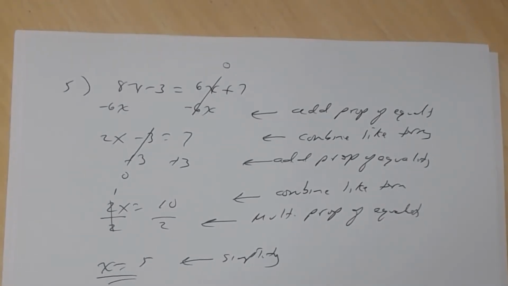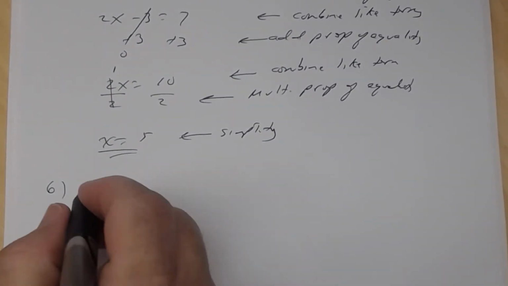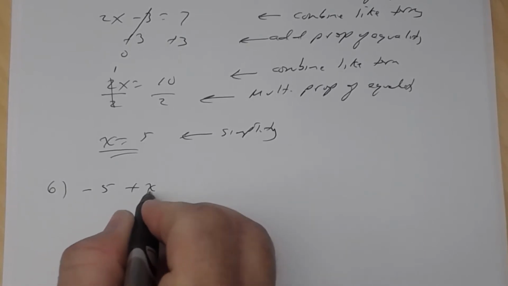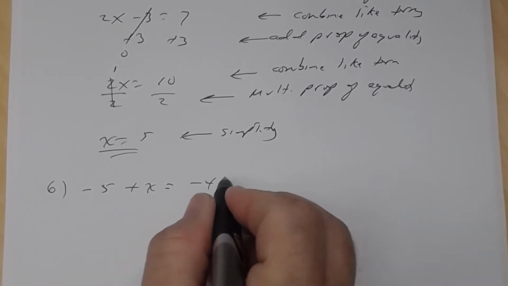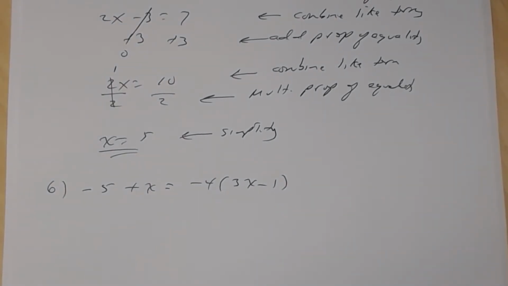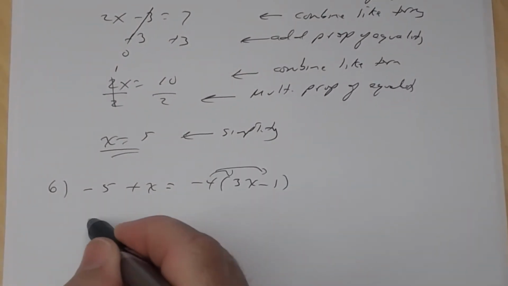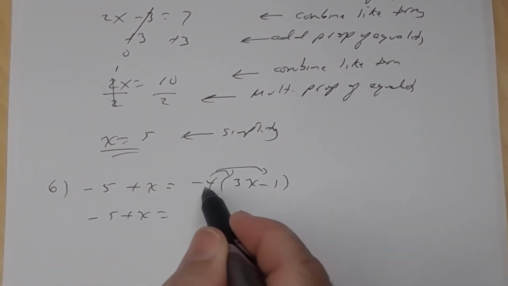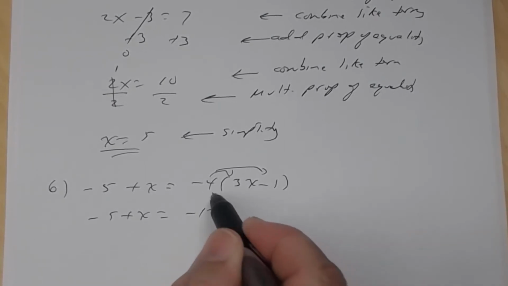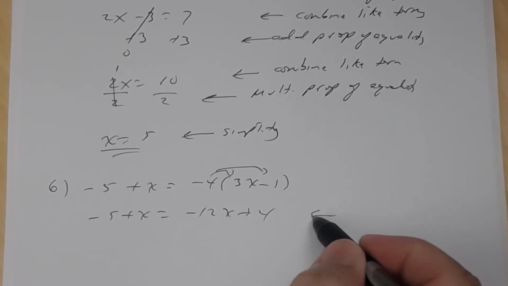All right, number 6. In number 6, suppose we had negative 5 plus x equal negative 4 times 3x minus 1. All right, so notice I do have a set of parentheses. I'm going to use distributive property. So I'm going to distribute the negative 4 here. So we got negative 5 plus x equal negative 4 times 3x is negative 12x. Negative 4 times a negative 1 is a positive 4. All right, so that was distributive property.